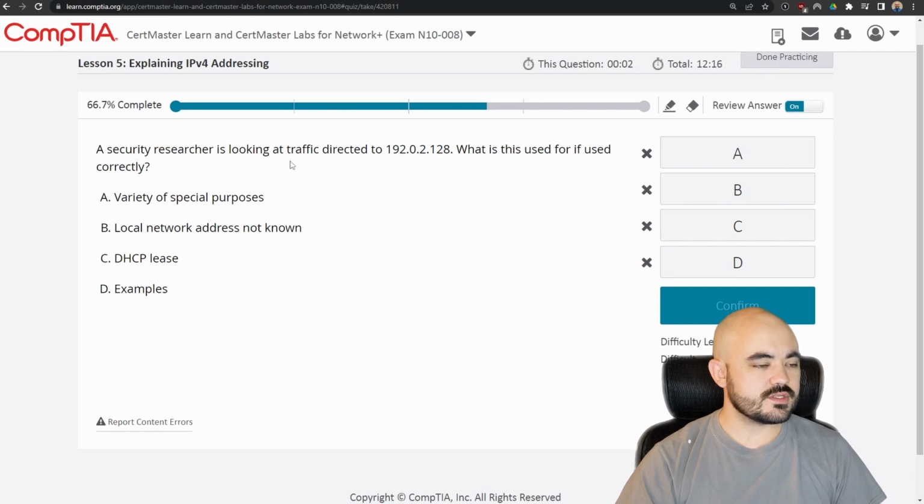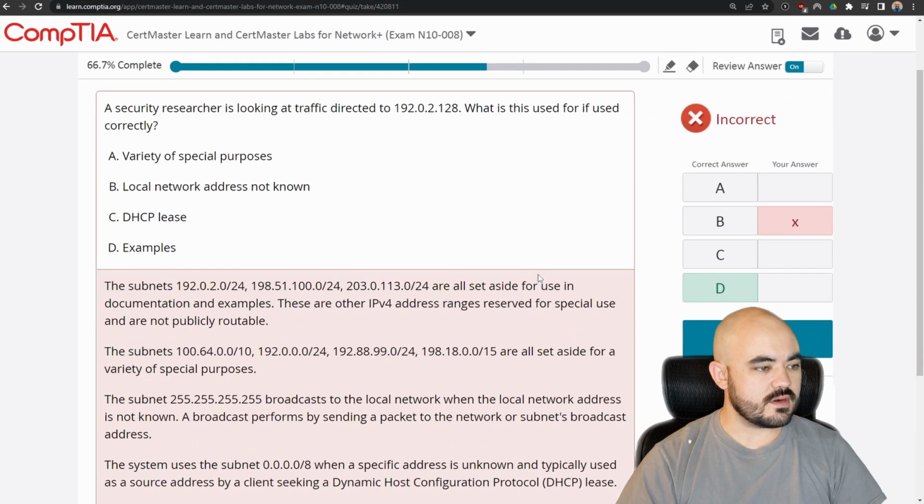A security researcher is looking at traffic directed to 192.0.2.128. What is this used for if used correctly? That is a good question, and I'm not sure I'm familiar with that address. And again, I don't understand why there's a letter D that says examples, but I'm going to go with answer B, local network address not known. Let's see if that's correct. And that is not correct. The answer is D, examples.